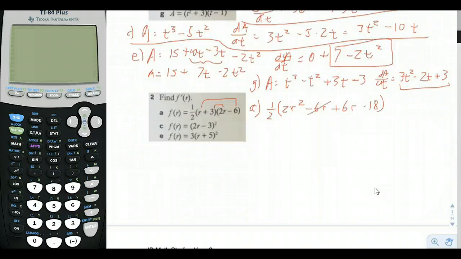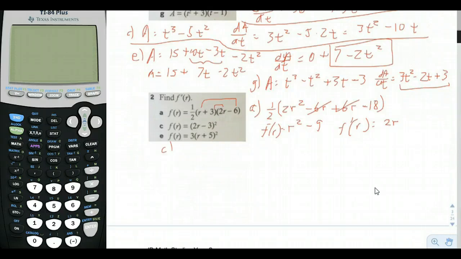So you can see that these two cancel out, right? So you're left with 1 half times 2r squared, which would be r squared. 1 half times negative 18, which would be negative 9. And this is f of r, right? And then if we're going to take the derivative of f of r, we're going to end up with 2r and then minus 9. The derivative of minus 9 is 0. Okay, so the answer is just 2r.